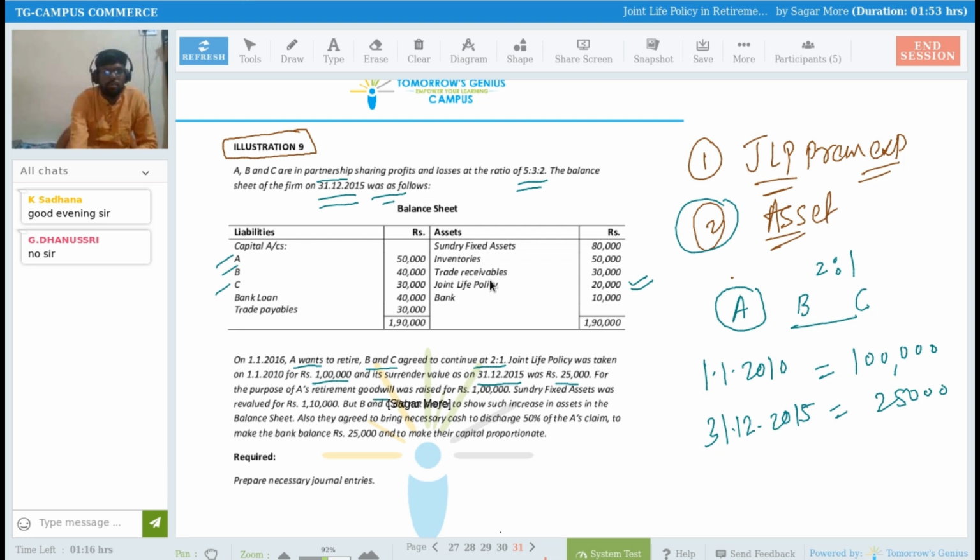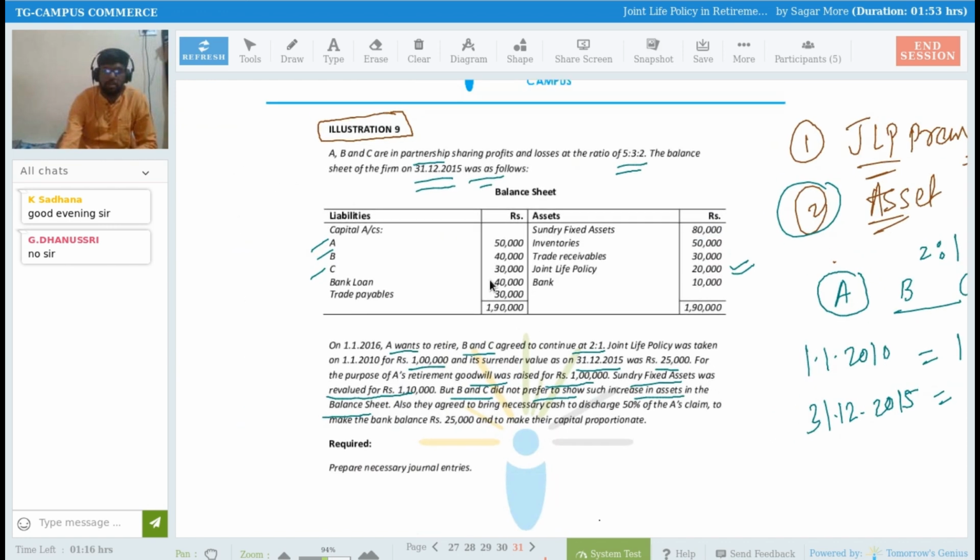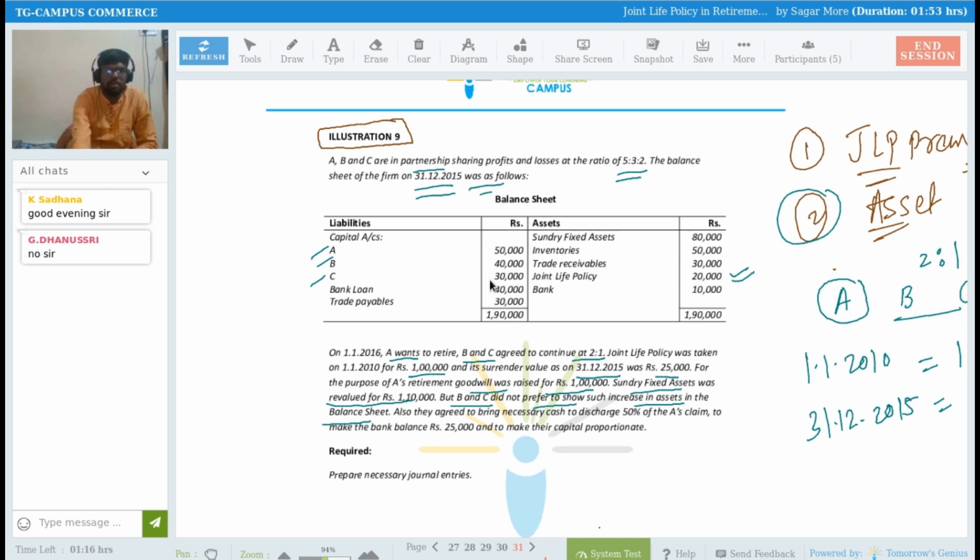For the purpose of A's retirement, goodwill was raised for rupees 1 lakh. Sundry fixed assets were revalued for rupees 1 lakh 10,000, right? But B and C did not prefer to show such an increase in the asset in the balance sheet. So what does it mean? We know that on the occasion of retirement of a partner, admission of a partner, or death of a partner, you have to revalue your assets and liabilities, right? Similarly, this firm has also revalued the assets and liabilities, and after revaluing, they came to know the following.